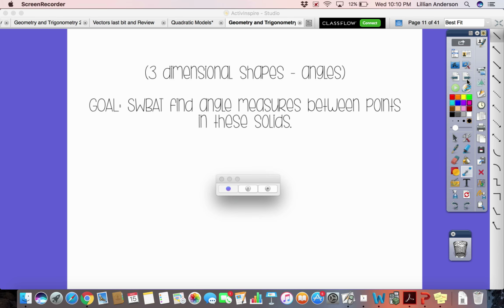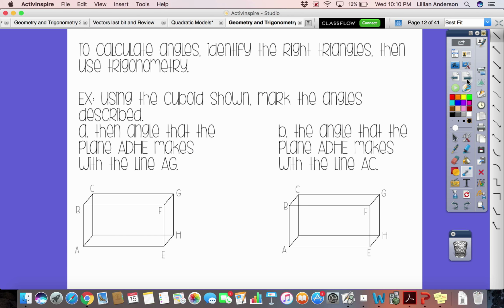Okay, so the front side is going to consist of 4 different cuboids, and we're basically going to mark the angles described. So you will be drawing 4 different cuboids. Great time to get some practice for those who might be struggling. But you're going to draw 4 different cuboids and make sure you label them. I don't know why the D is missing in all these, but D is that segment right there, or the vertex right there. And when you're calculating angles, you want to identify the right triangles and then use trigonometry, especially when you're working with a cuboid or a prism.